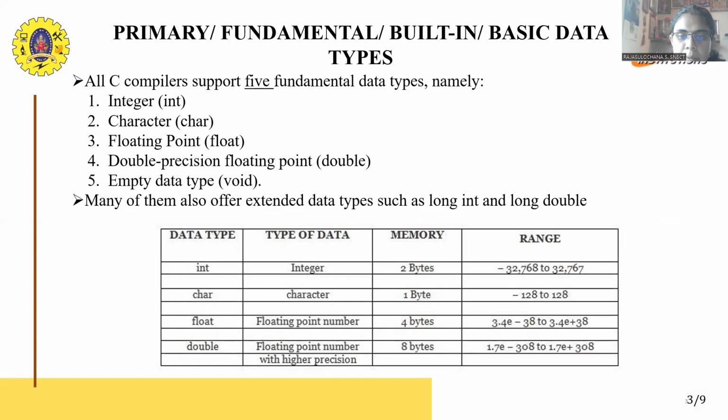So the integer data type occupies 2 bytes of memory, which is in the range of minus 32,768 to 32,767. Character occupies 1 byte of memory and it ranges from minus 128 to plus 127. Float occupies 4 bytes of memory, and double, which is also a floating point number with high precision, occupies 8 bytes of memory, and the range is shown here.